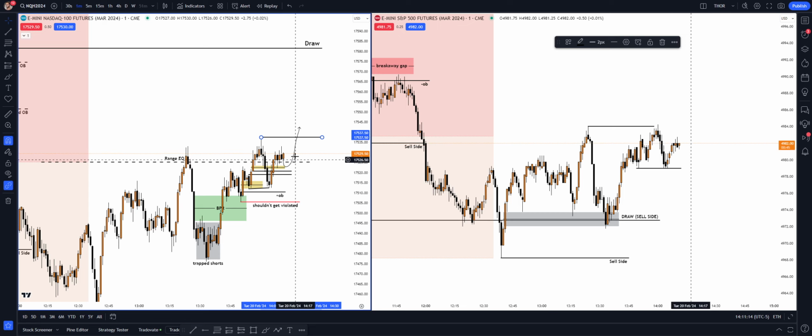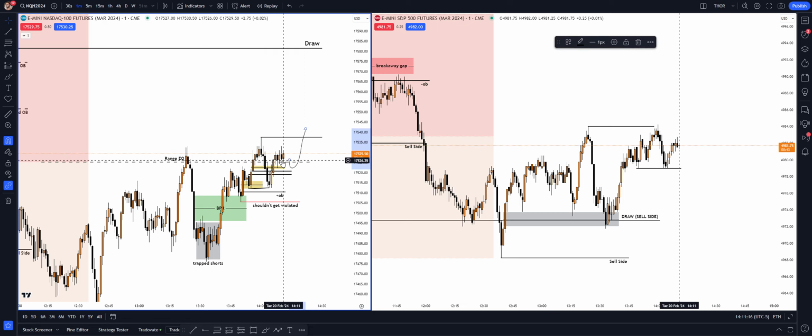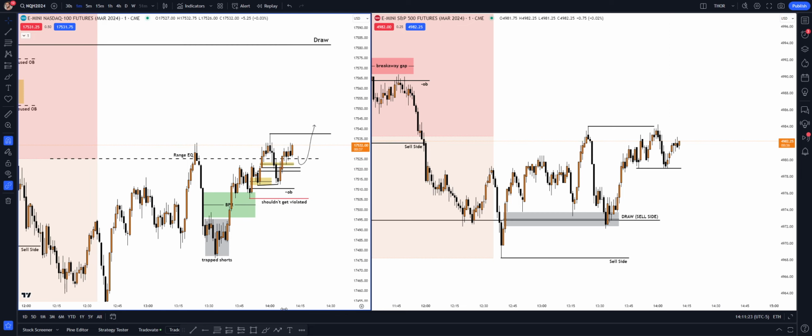Okay, so this is the candle I want to see. So it touched the range EQ. Now this is the candle I want to see an expansion higher. It is now or never for Nasdaq.